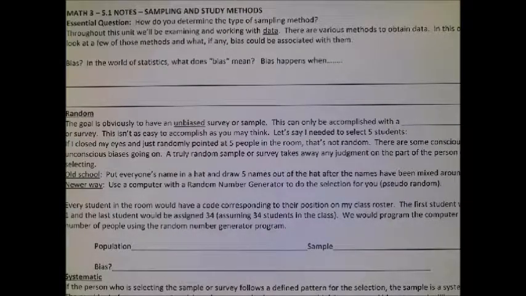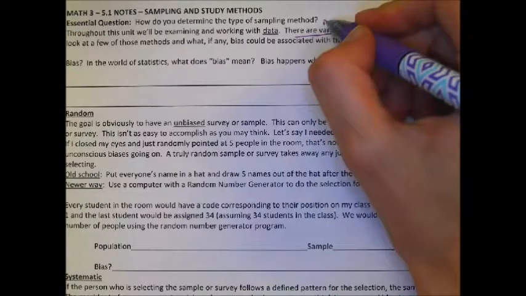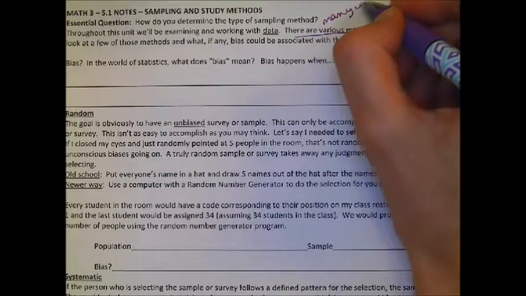5.1 is our Introduction to Statistics. We're going to look at sampling and study methods. So our first thought is throughout this unit, we'll be examining and working with data. And so data we can think of as numbers, information, or something we're gathering. There are various methods to obtain data. So this means that there are many ways to gather information.